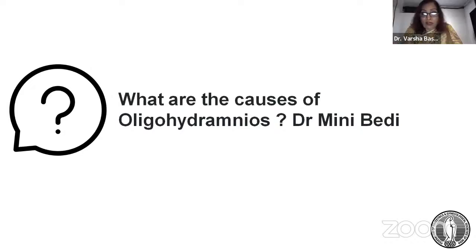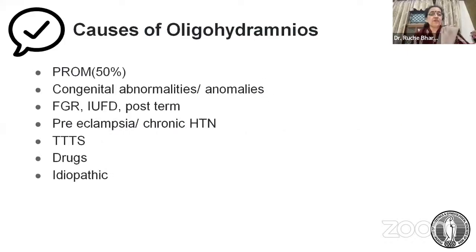What are the causes of oligohydramnios? Ruchi, you can take Bhargava. Yes. You can divide it into fetal causes, maternal causes, placental causes, iatrogenic causes, and there can be certain other causes. Fetal causes, there can be some abnormalities. You can have fetal growth retardation.